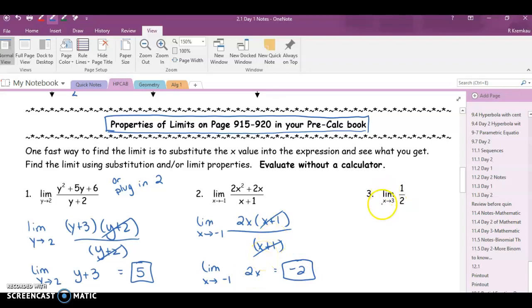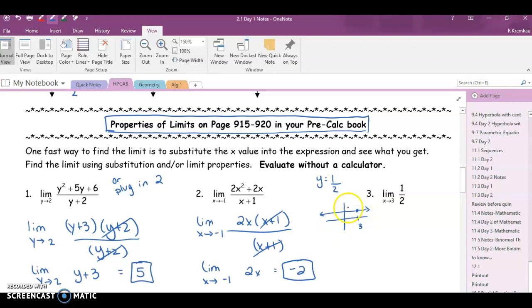This one, the limit as x approaches 3 of 1/2. You can't do any factoring, you can't cancel anything out, and there isn't even an x to plug the value in. Here's essentially what's happening with this one. If you think about the graph, y equals 1/2 is going to be a horizontal line. And x equals 3 is going to be somewhere around here.